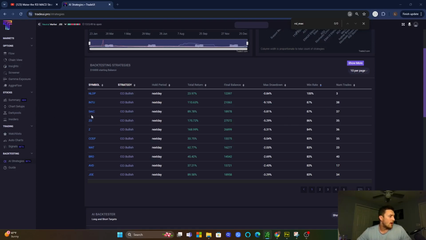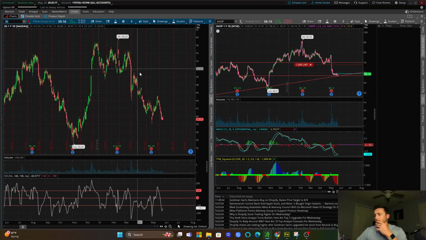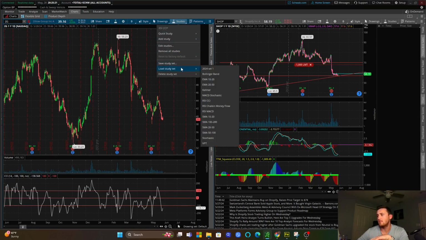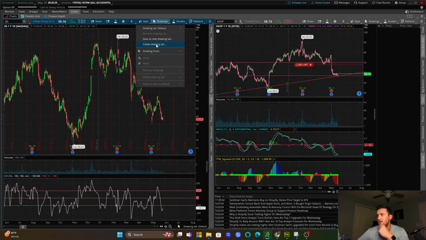Now if we look at ZG, we'll see what the chart looks like for that. So I go to ZG up here. Alright, so remember the first thing we want to do is identify some key levels. Not edit studies, let's see here.